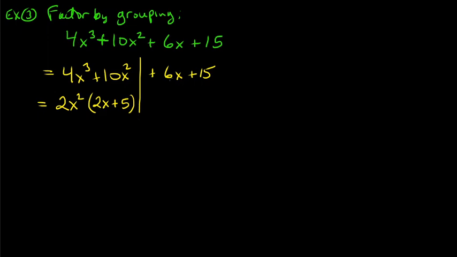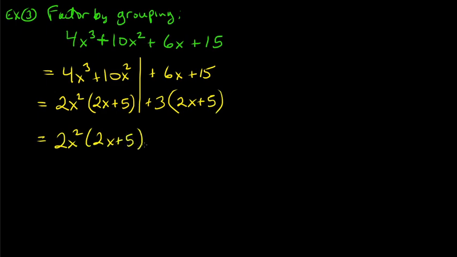And then from the last 2 terms, we have 6x plus 15. So the GCF here is a 3. 6x divided by 3 is 2x, and 15 divided by 3 is 5, right? So we have 2x squared times 2x plus 5 plus 3 times 2x plus 5. Right? So at this point, it should be clear the 2x plus 5 is our common factor.